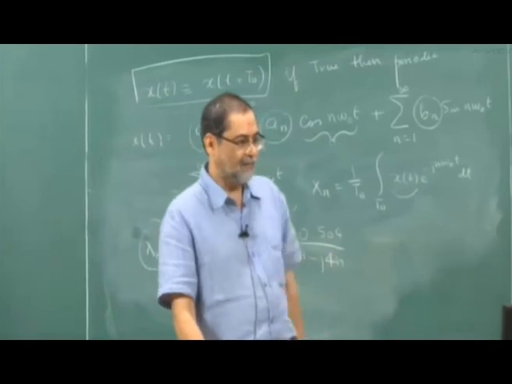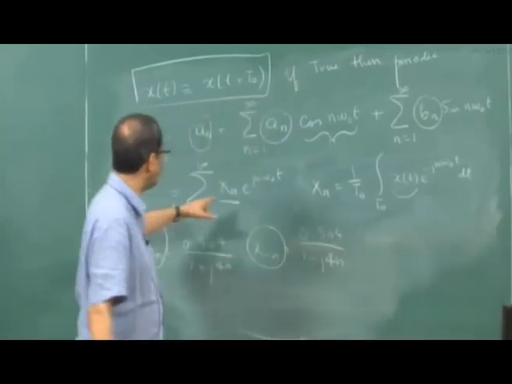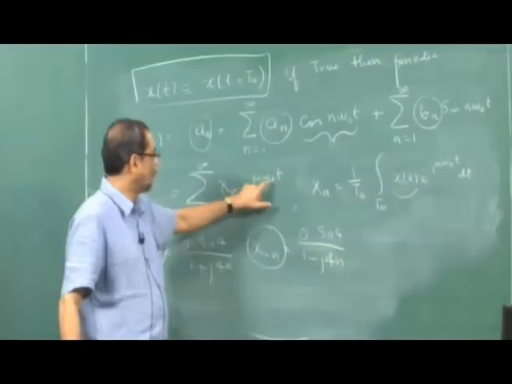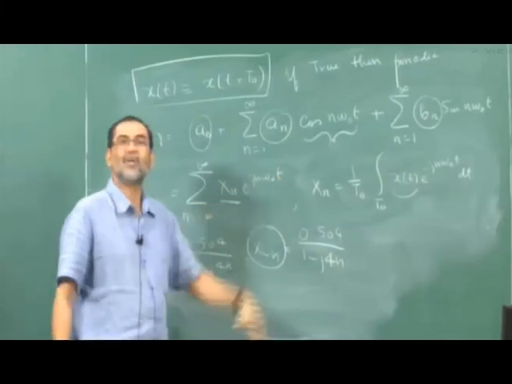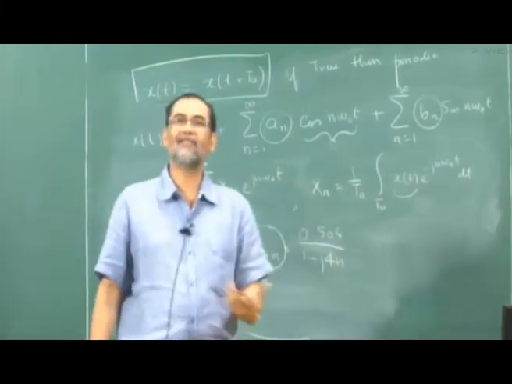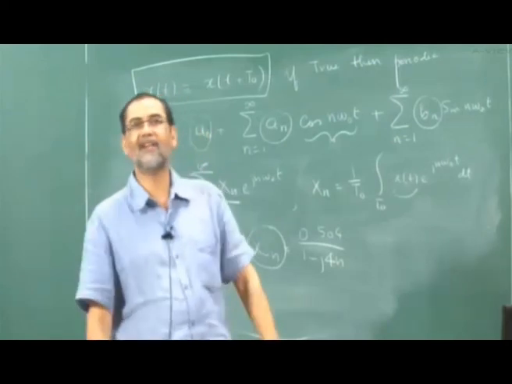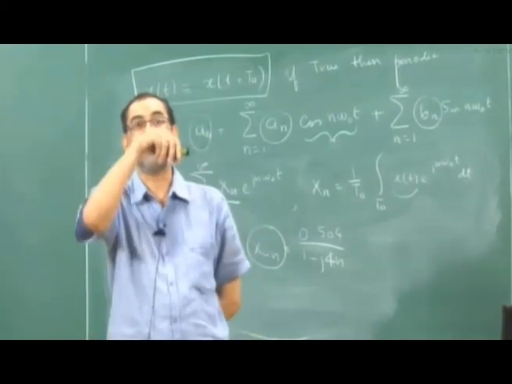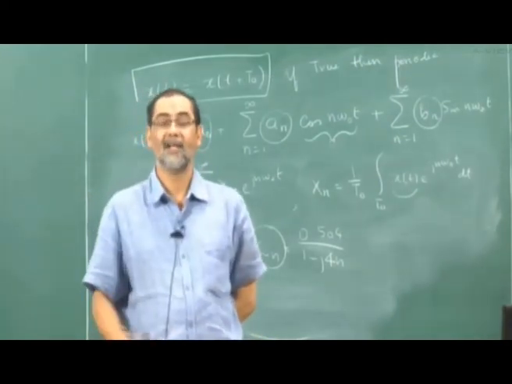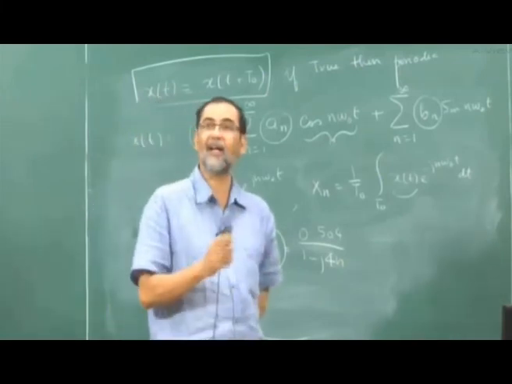And I have now terms like plus 2t, minus 2t. Does it mean, for the given real signal, that there are negative frequencies, plus and minus? So with that question I stop today.